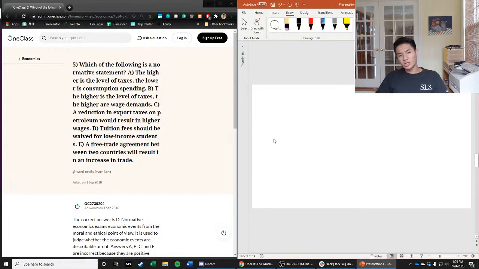Next question says, which of the following is a normative statement? A says the higher is the level of taxes, the lower is consumption spending. B says the higher is the level of taxes, the higher are wage demands. C says a reduction in export taxes on petroleum will result in higher wages. D says tuition fees should be waived for low-income students. And E says a free trade agreement between two countries will result in an increase in trade.